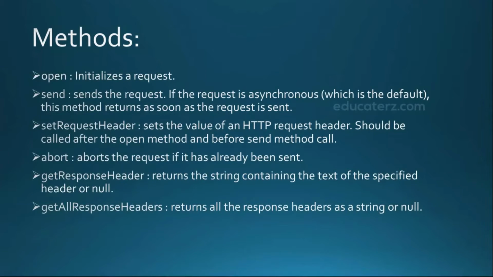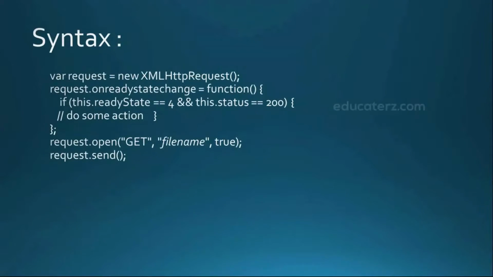Coming to getResponseHeader, it returns a string containing the text of the specified header, or null. So when you want the value of a given header, you can use this method. If you want to get all the response headers, you can use the method called getAllResponseHeaders. This method will return all the response headers as a string or as null.